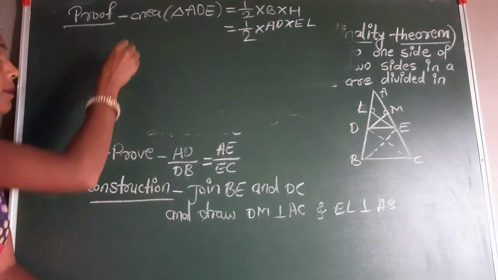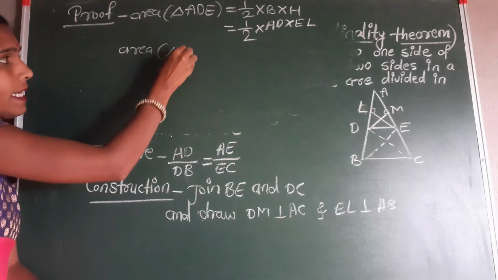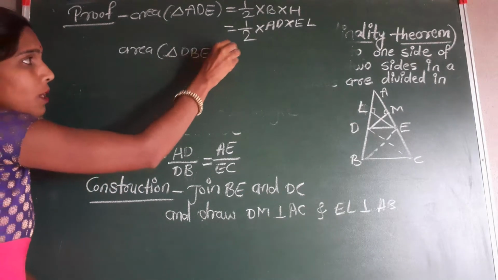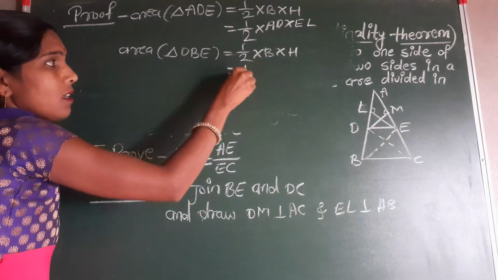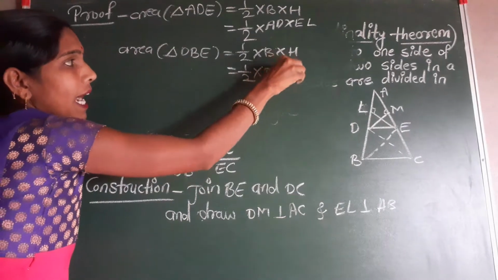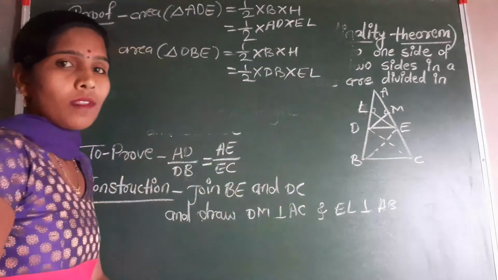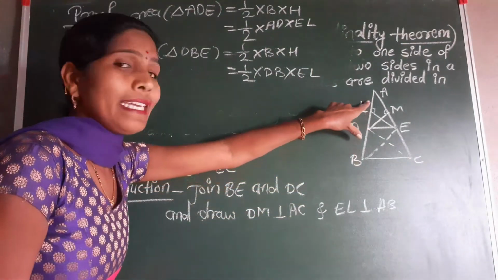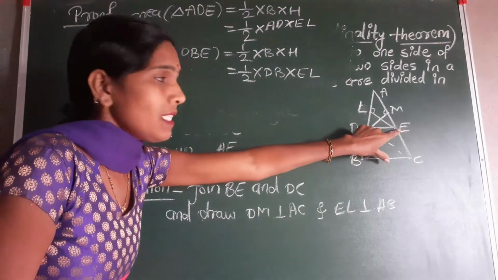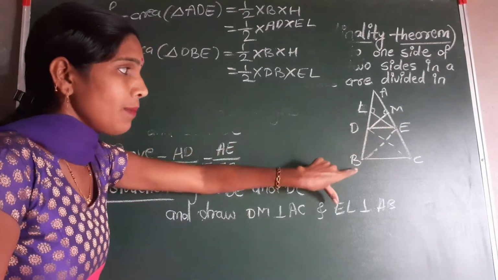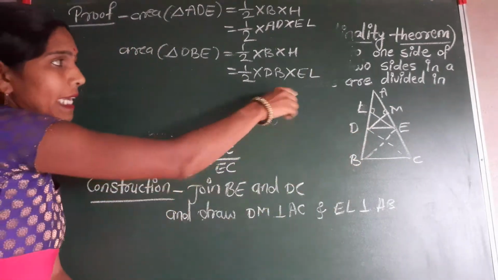Next what we need? DB. Area of triangle DBE, same formula, 1/2 into base into height. Here base is DB. Height we have to take same, EL. Why here? See, if we extend this line here and if we draw one line to this point, this is the height of this BD. So we can take EL here.